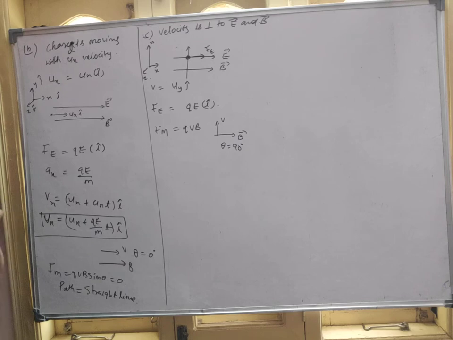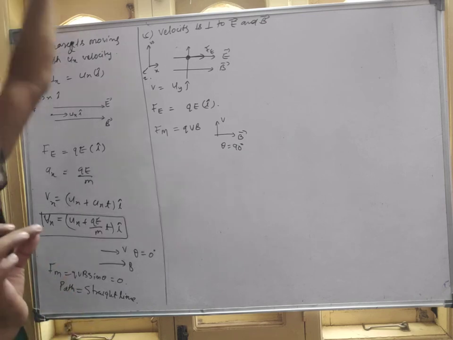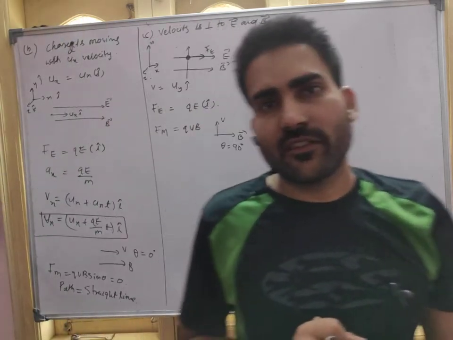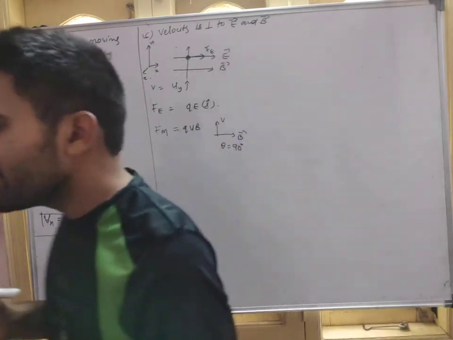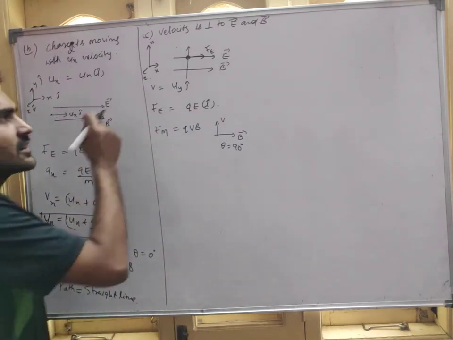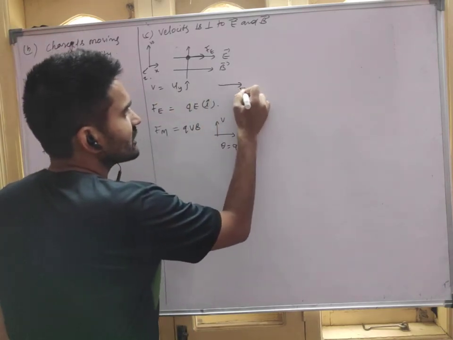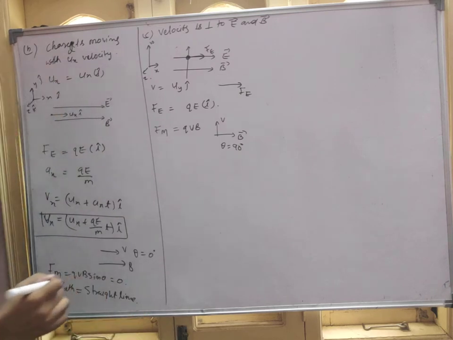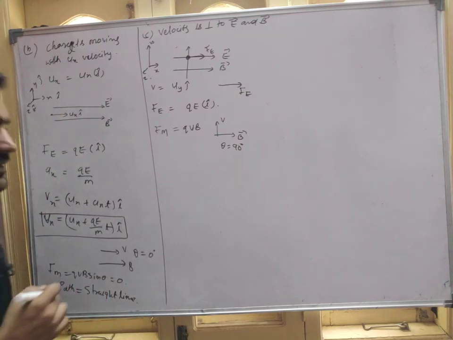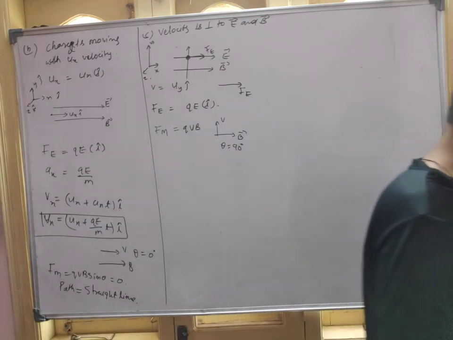See, if I say the velocity in y direction, that will be constant. If I say velocity in x direction, that will not be constant here. Why? Because there is a force continuously acting here in this direction. Which force is this? Electric force is working in this direction. Right? Are you getting my point or not?